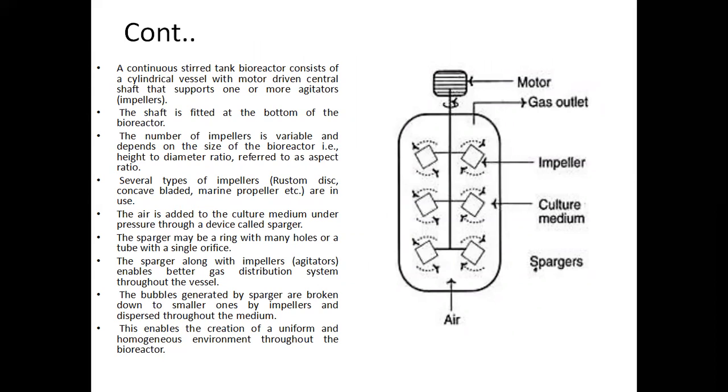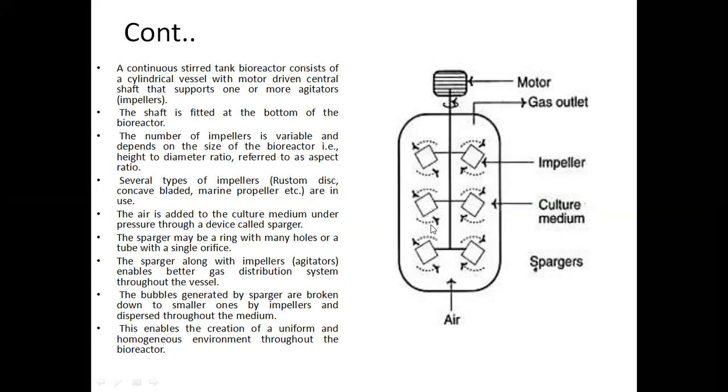So this is a simple diagram of a CSTR, continuous stirred tank bioreactor, which is composed of a cylindrical vessel, and we have a motor-driven central shaft that supports the agitators or impellers. The shaft is fitted at the bottom of the bioreactor. The number of impellers can vary depending on the size of the bioreactor, that is the height to diameter ratio. And several types of impellers can be there, basically Rushton, disc, concave bladed, marine propeller.